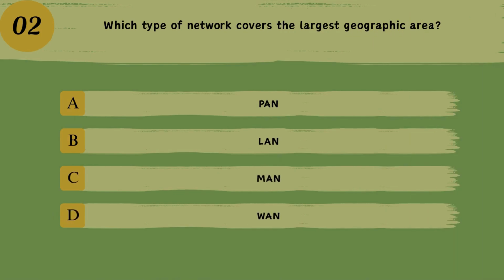Question 2. Which type of network covers the largest geographic area? A. PAN. B. LAN. C. MAN. D. WAN. Correct answer.